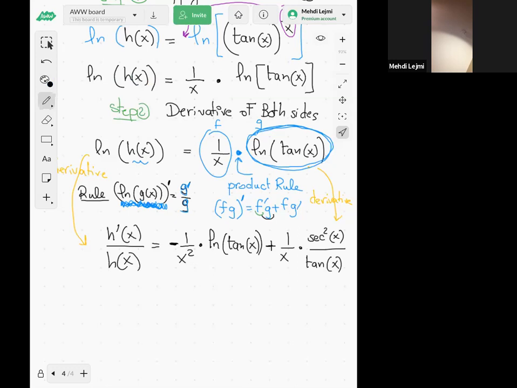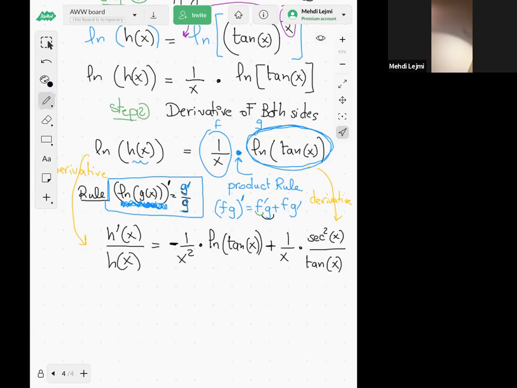So the derivative of tangent of x would be secant square of x over tangent of x. So again, guys, what I'm applying here is this rule. If you have ln of some function, then the derivative would be the derivative of that function over the function. So here I have ln of tangent of x, then the derivative would be the derivative of tangent over tangent. So that's the derivative of ln of tangent of x.